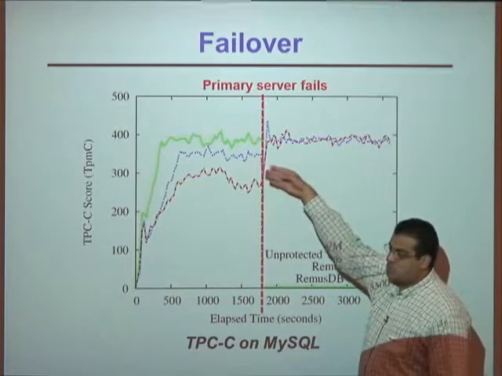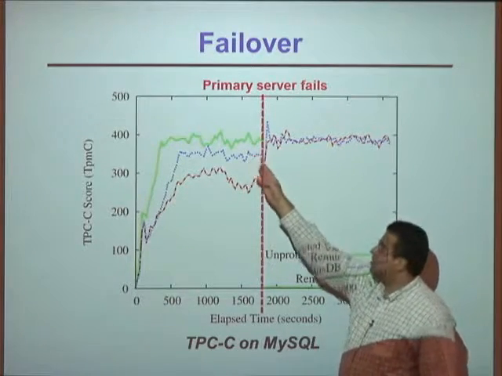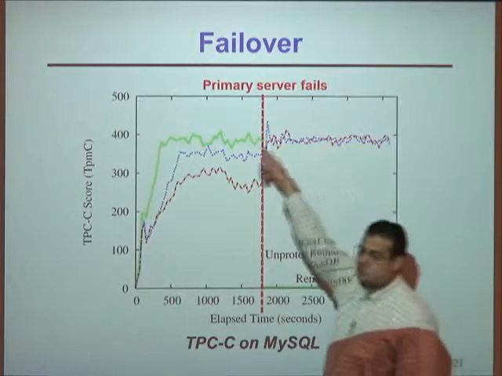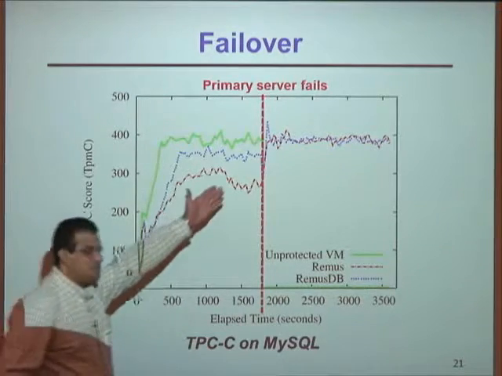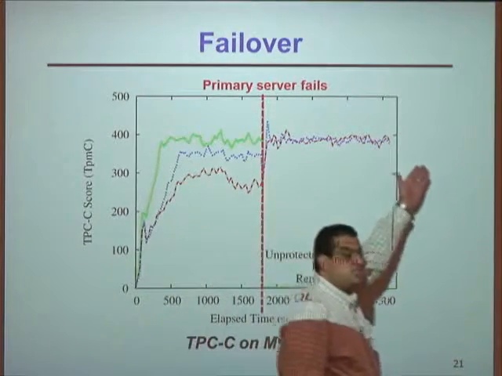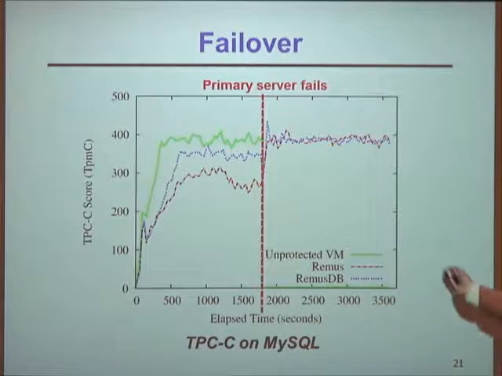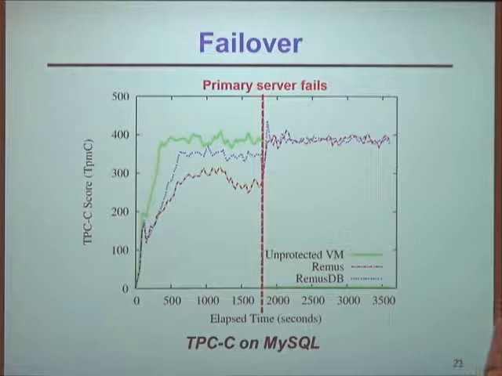Both protected virtual machines proceed with very little downtime, and they actually achieve peak performance. They achieve the same performance as the unprotected virtual machine. Why does performance jump in this way? Because now the backup has taken over as the primary, and it's not protected anymore. We're not advocating that you fail your machine to get better performance. What we're seeing here is that if you're not protected, you don't pay the cost of protection.